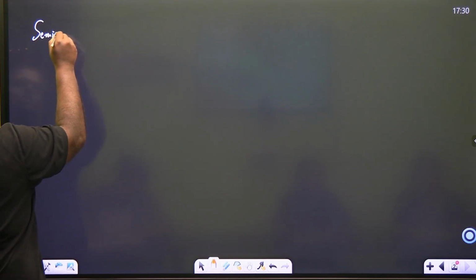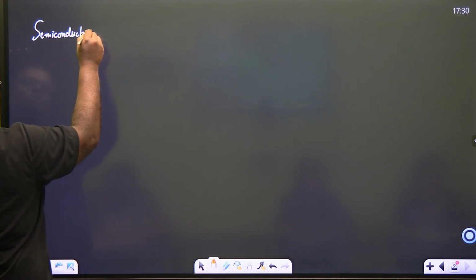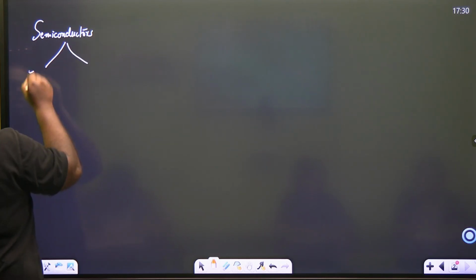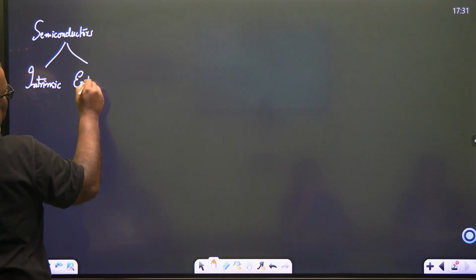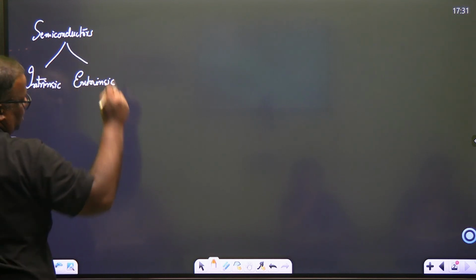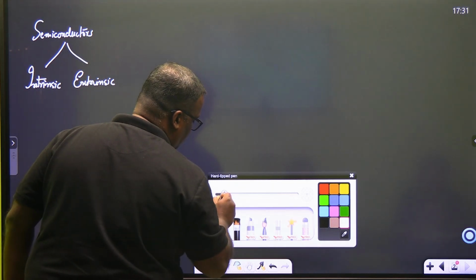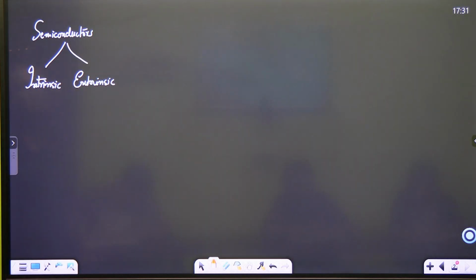Okay. Now, our discussion today would be on semiconductors, and these semiconductors can be classified as intrinsic and extrinsic. Earlier days, this used to be a common question: distinguish between intrinsic and extrinsic and give an example, and easily a 3-mark question used to come. Intrinsic and extrinsic. So we will be studying intrinsic semiconductors.